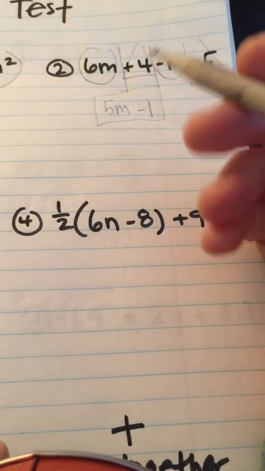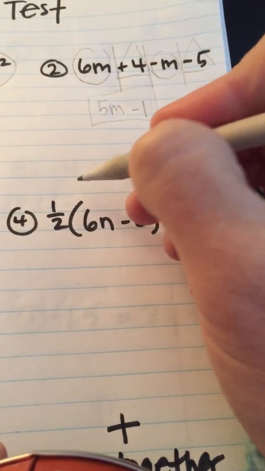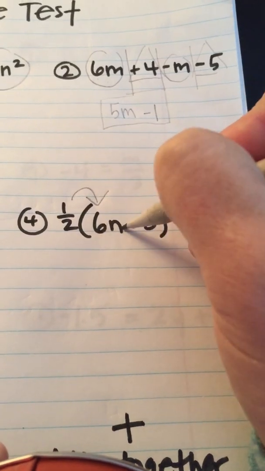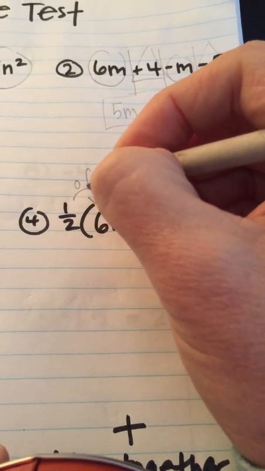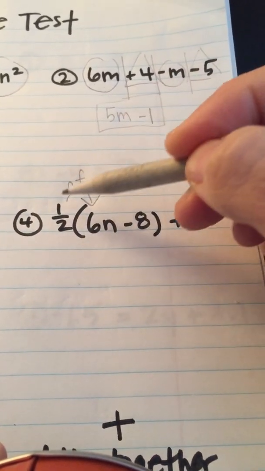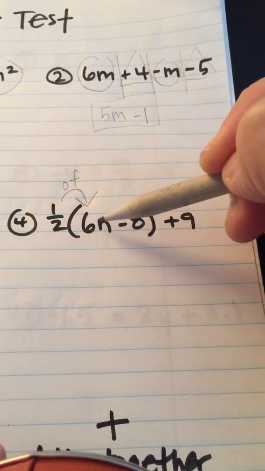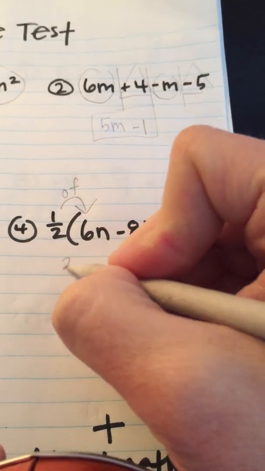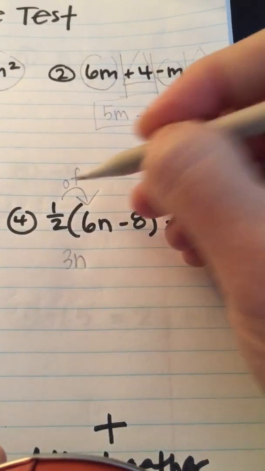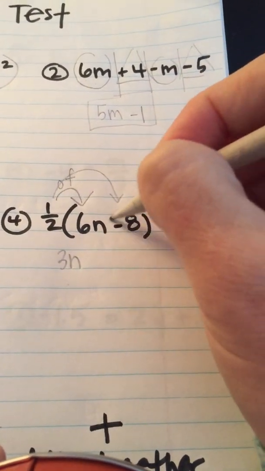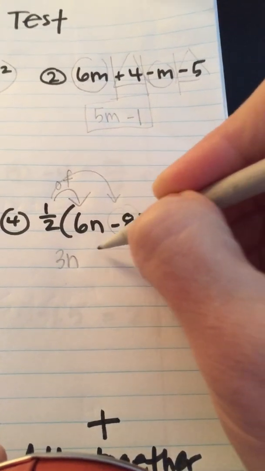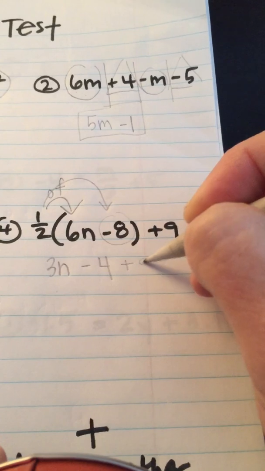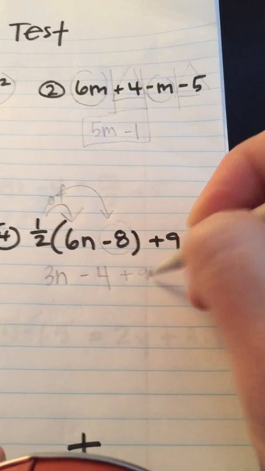Ooh, number 4, we have to distribute. So this says half times 6n. And another word for multiplication is the word of. So I can take half of 6n. So if I have 6 n's and I divide those in half, I'm left with 3 n's. Half of negative 8 would be negative 4. And now I'm just going to bring down the plus 9.